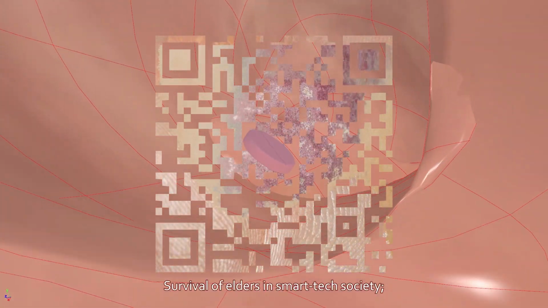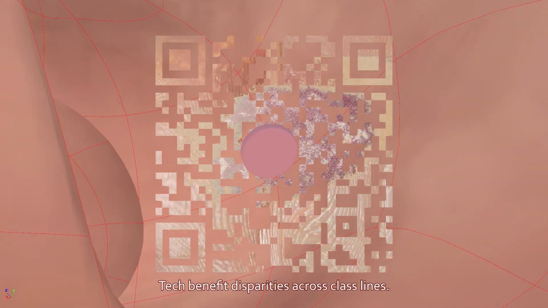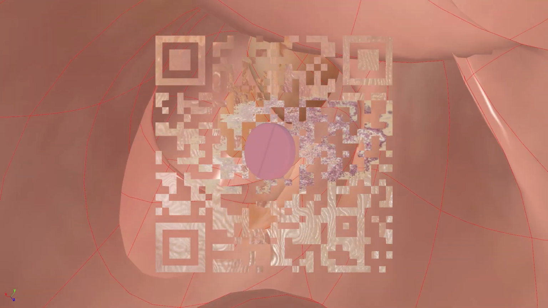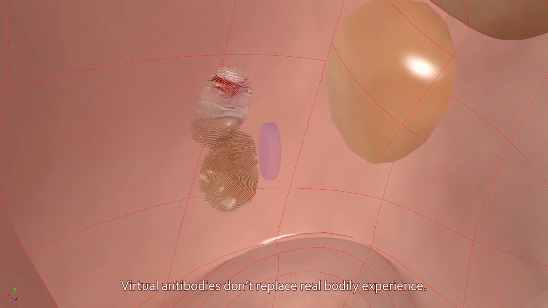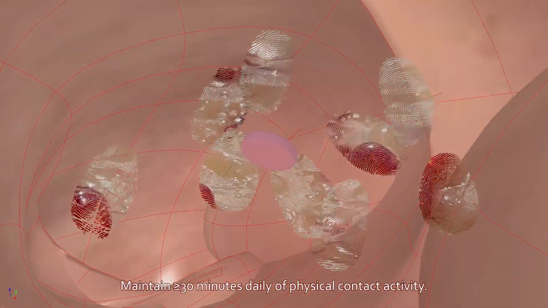Survival of elders in smart tech society. Tech benefit disparities across class lines. Virtual antibodies don't replace real bodily experience. Maintain at least 30 minutes daily of physical contact activity.